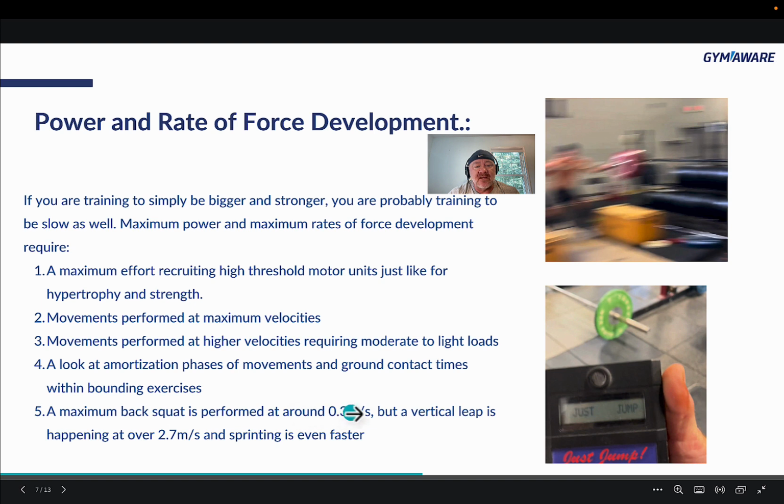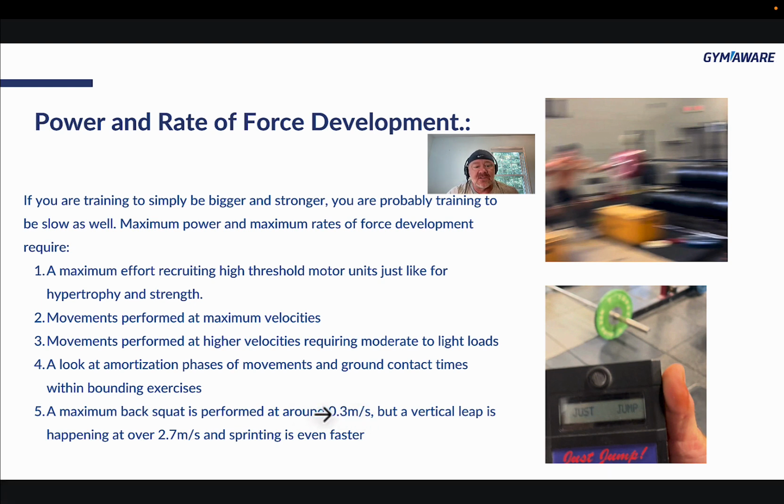So spending a lot of time at 0.3 or slower is probably not going to lead to your ability to produce force quick enough to get better at jumping or sprinting.